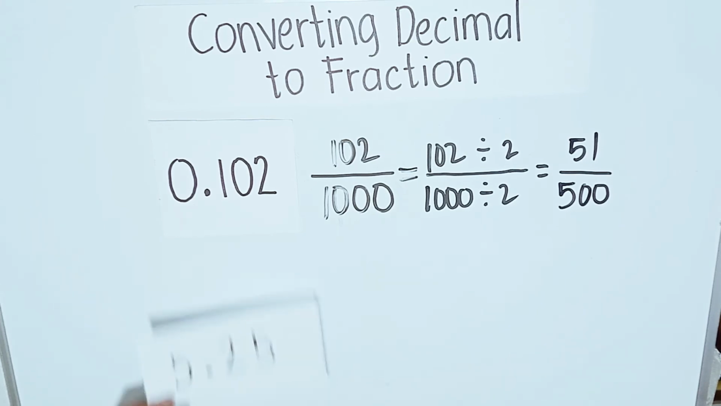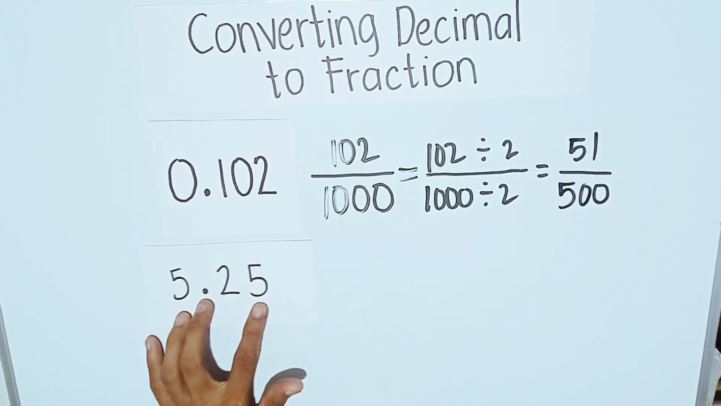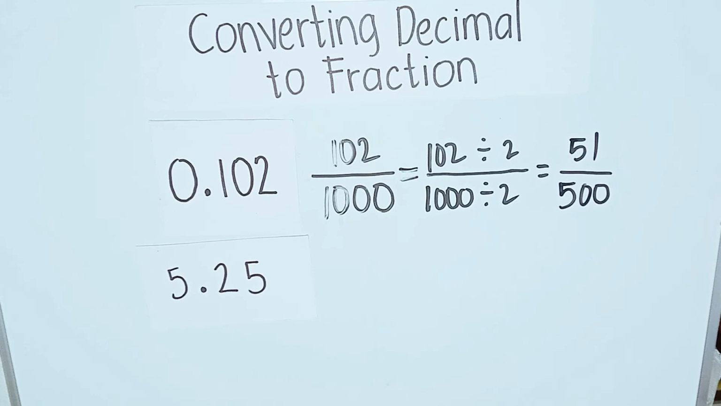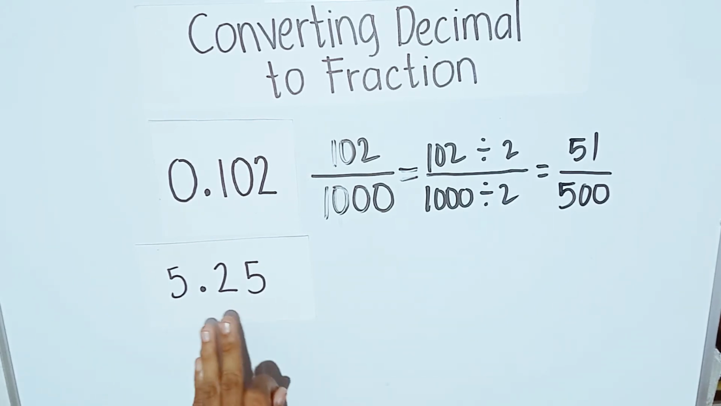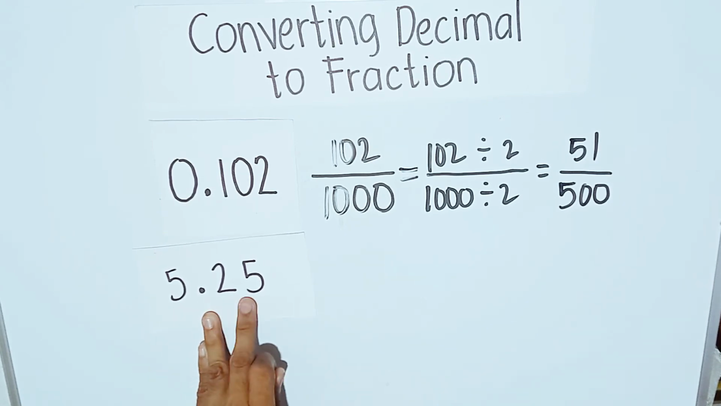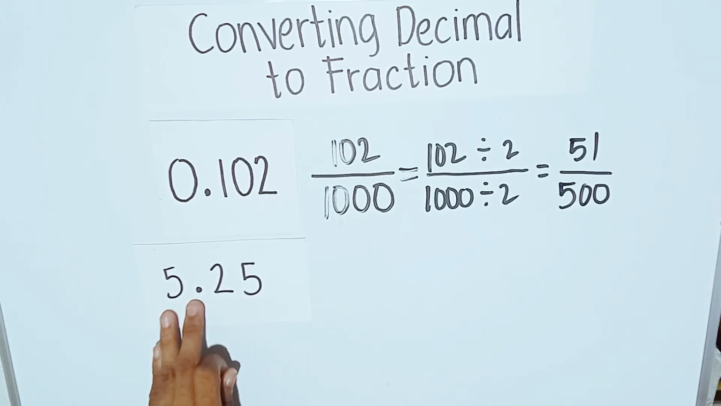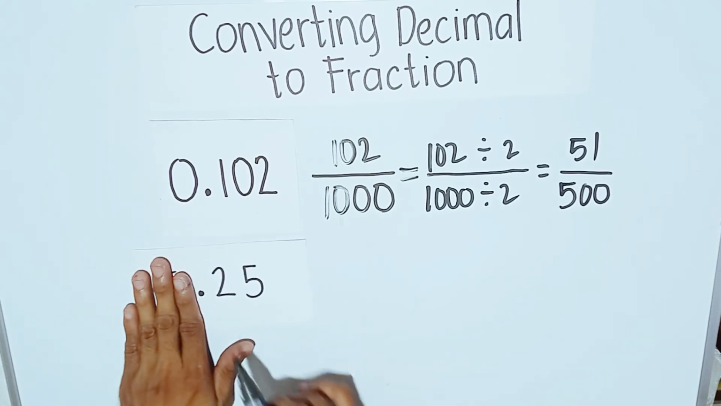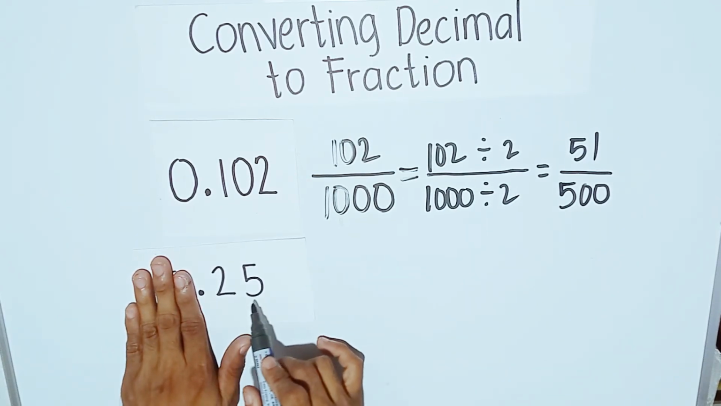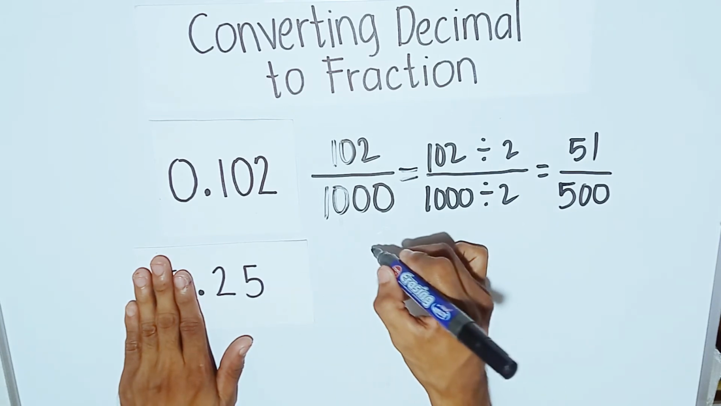Next, how about this 1 and 25 hundredths? How are we going to deal with that? Meron na tayong whole number dito, and meron tayong fraction. Meron tayong whole number and meron tayong decimal form. Ano ang gagawin natin dyan? Okay, huwag kayong matakot, kasi ang gagawin lang po natin dyan is takpan lang natin itong 5, then meron tayong 0.25. Yung 25 na yan, gawin natin numerator.